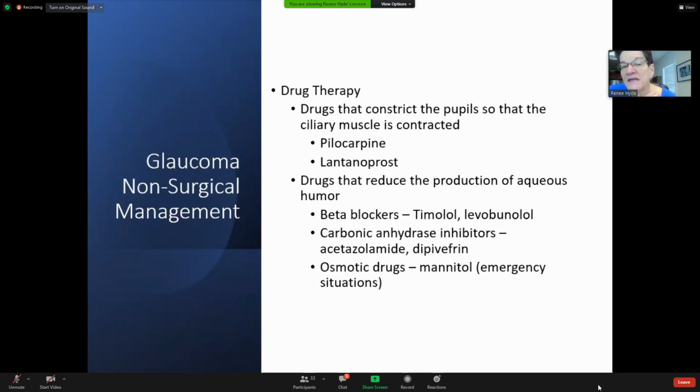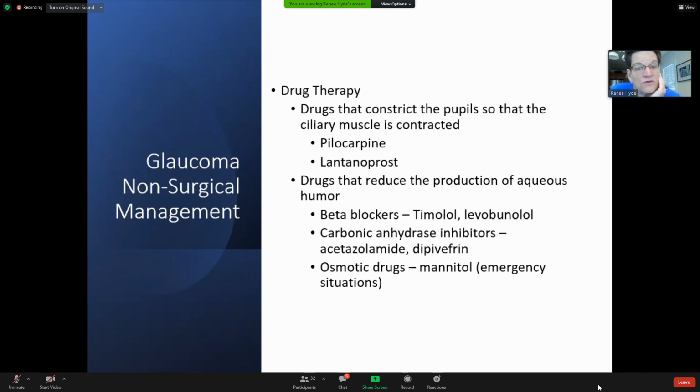Treatment is basically drug therapy. There are a couple of drugs that constrict the pupil so that the ciliary muscle is contracted and it allows for better flow, like pilocarpine or latanoprost. Drugs that are going to reduce the production of aqueous humor are beta blockers, like the timolols or the levobunolol. Okay, they're the LOL drugs, just like the ones you learned for cardiac. Yeah, they will have some of the same side effects.